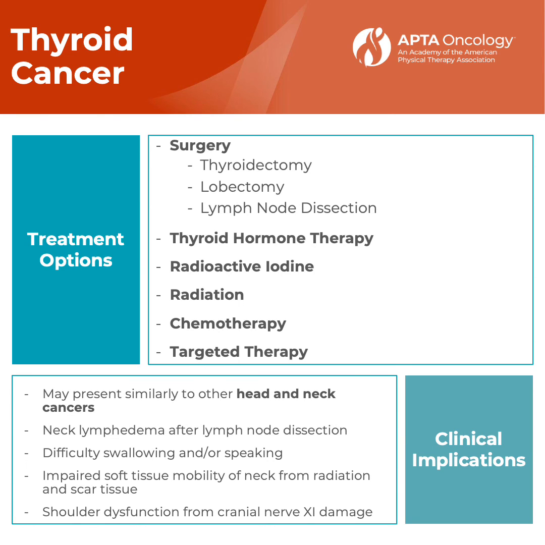There's a risk of developing neck lymphedema after the lymph node dissection. They can also have difficulty swallowing and or speaking, and impaired soft tissue mobility, especially after radiation as scar tissue forms and those soft tissues change. It's also important to note that when you have surgery in the neck, it's a small area. Sometimes the spinal accessory nerve can be damaged, intentionally or unintentionally, and that can lead to shoulder dysfunction, which is also common in other head and neck cancers.